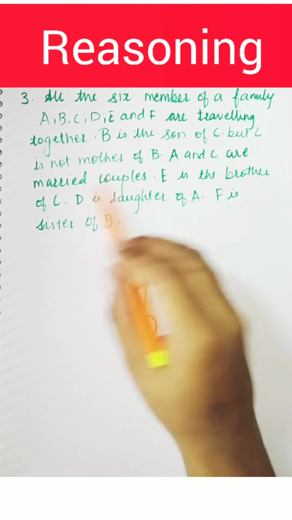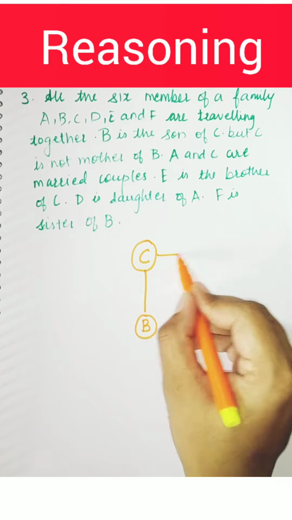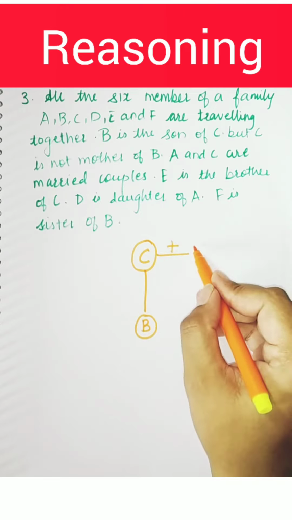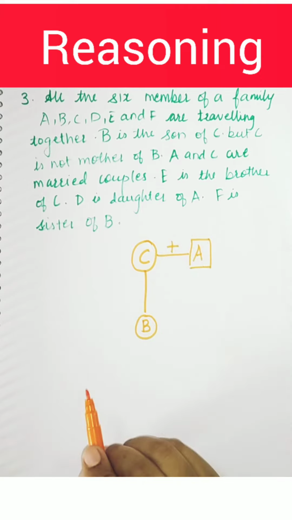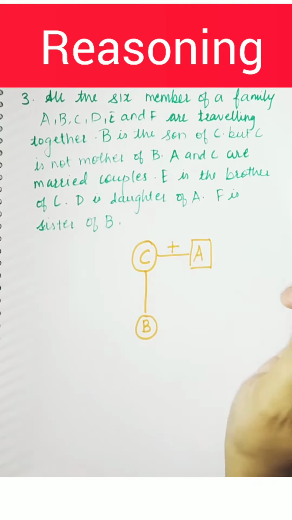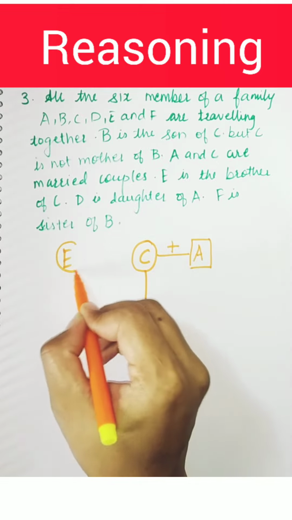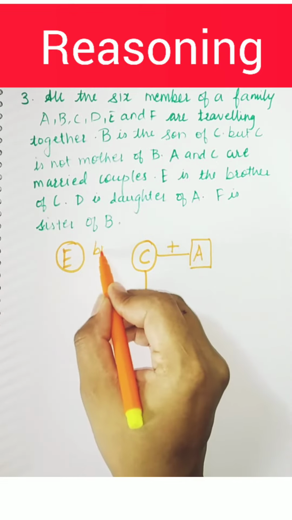Then A and C are married couples. They have given married couple A and C. So I'll put a plus sign in between. If C is the father, then A is of course a mother. So I am putting a square for a mother. E is the brother of C. Now E is given a brother of C. He is the brother, remember.